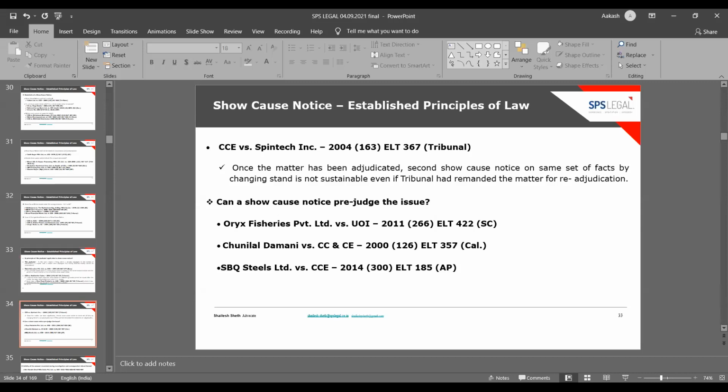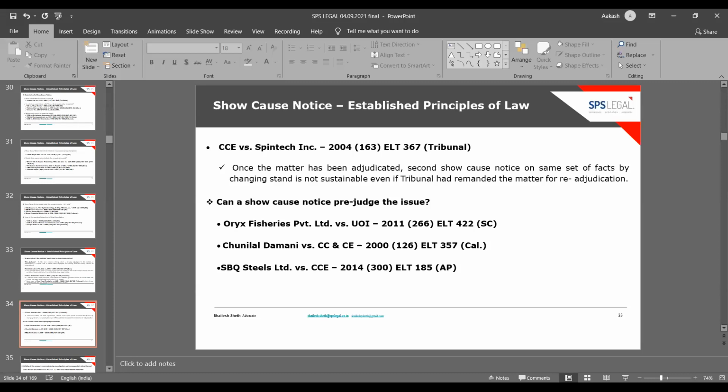In Spintech Limited case, the tribunal said that once the matter has been adjudicated, a second show cause notice on the same set of facts and changing the stand is not sustainable, even if the tribunal had remanded the matter for re-adjudication. When the matter is remanded for fresh adjudication, the department cannot really get in and create a new case, because the remand order of the tribunal is binding on the department unless separately challenged and set aside.